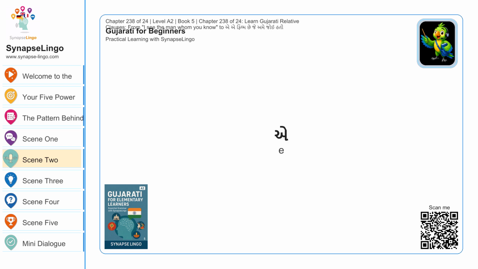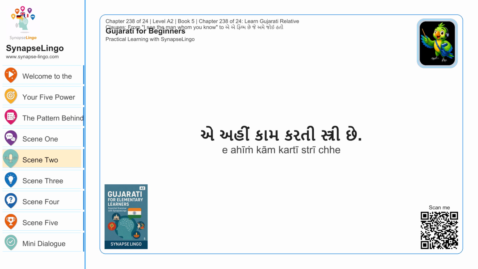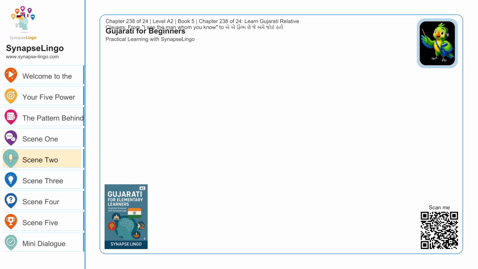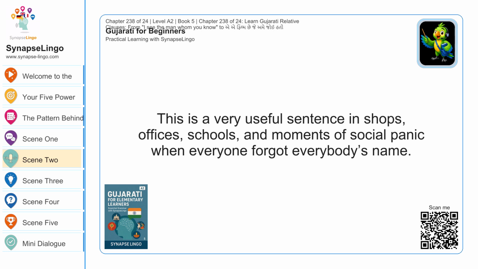Key parts. એ means that. અહીં means here. કામ કરતી means working. And સ્ત્રી means woman. Repeat. એ અહીં કામ કરતી સ્ત્રી છે. This is a very useful sentence in shops, offices, schools, and moments of social panic when everyone forgot everybody's name.